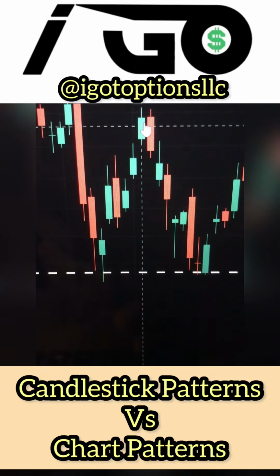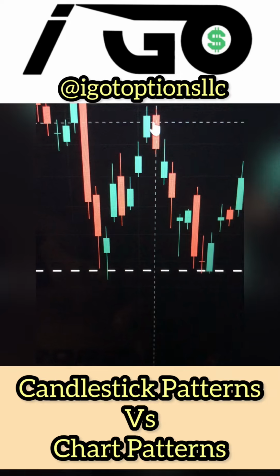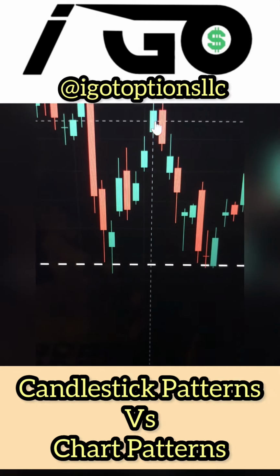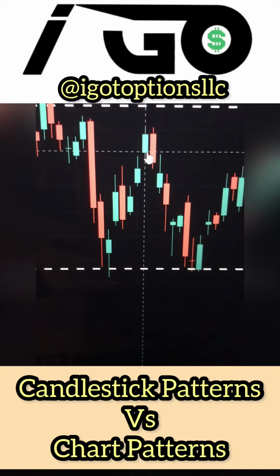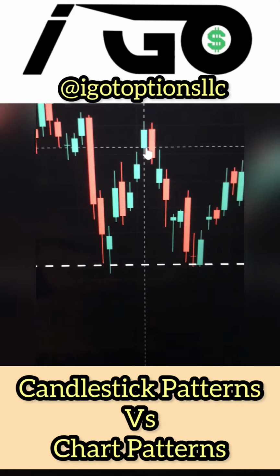The fact that we see these two candlesticks form in this sequence and they're near a resistance level increases the likelihood that we'll see it continue to go down lower. So that's the main difference between chart patterns and candlestick patterns.